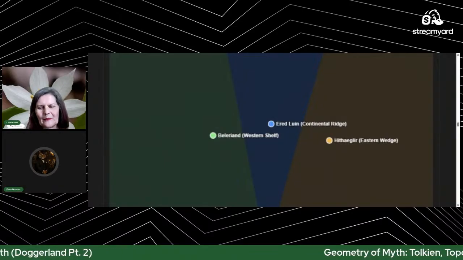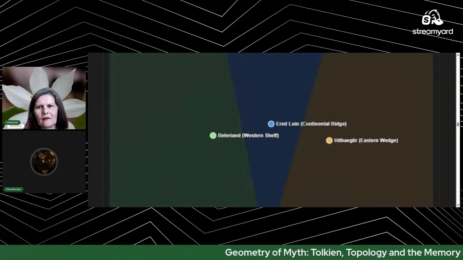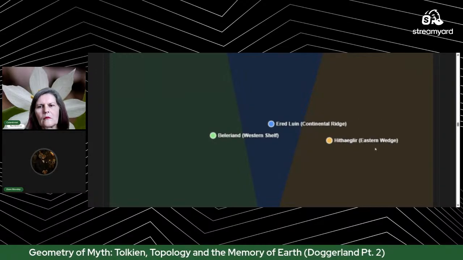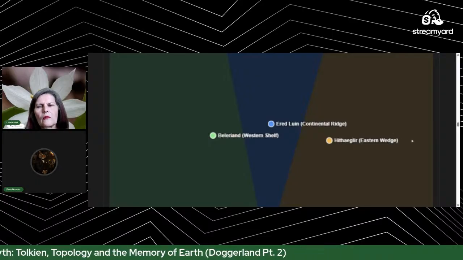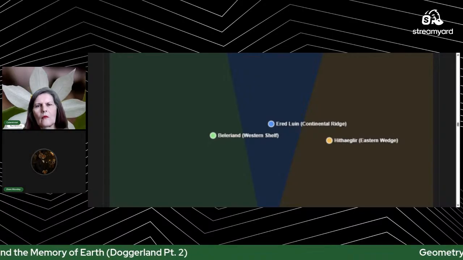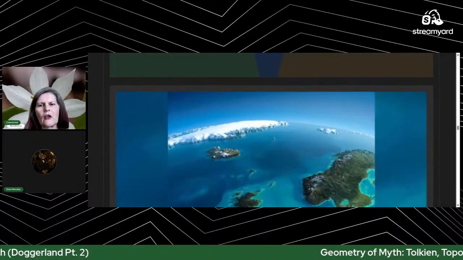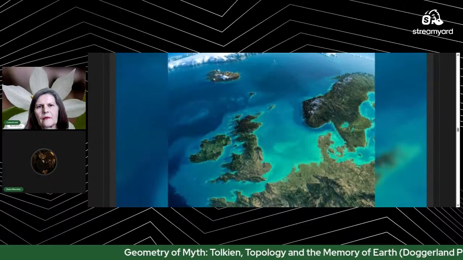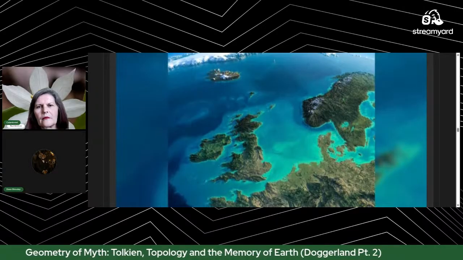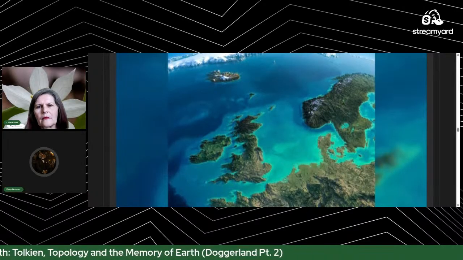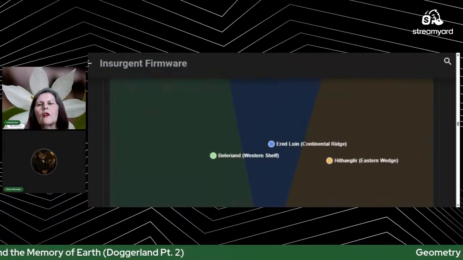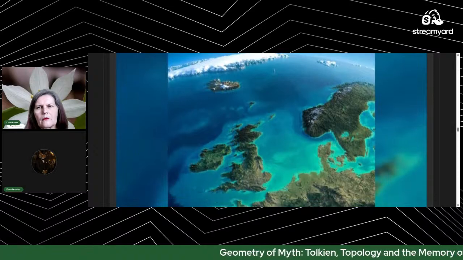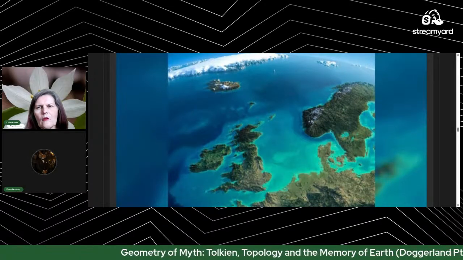The Hithaeglir, the eastern ridge, is what in the mythology are the Misty Mountains, and those are the Scandinavian mountains here, in Norway basically. And then the Eriduin, that's the Continental Ridge, where you see the mountains in Britain right there.